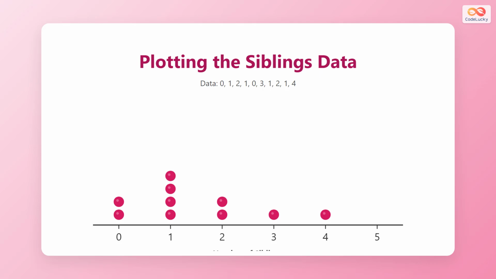Here is our data plotted out. Notice the number line at the bottom going from 0 to 5. For every student who said 0, we put a dot above the 0. For the 4 students who said 1, we stacked 4 dots on top of each other above the number 1. This visual stack immediately tells us where the most common answers are.